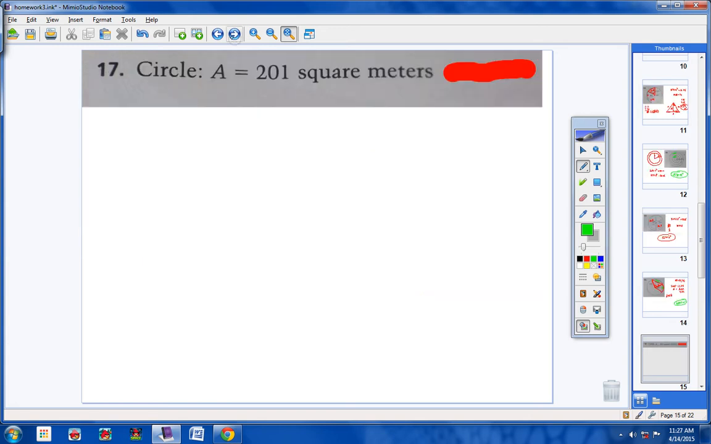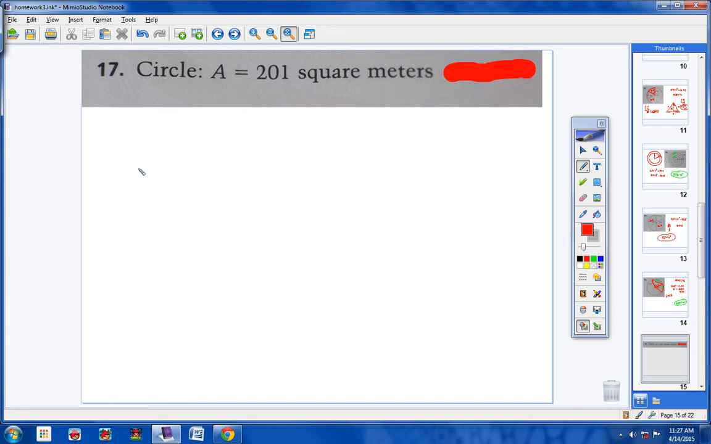Alright, moving on to number 17 through 20. Now these 19 and 20 are really challenging. 17 is pretty easy. 18 is a little more difficult. 19 and 20 are really good and challenging, okay? So here we go. 17, the directions say to find the radius. So we're looking for the radius.